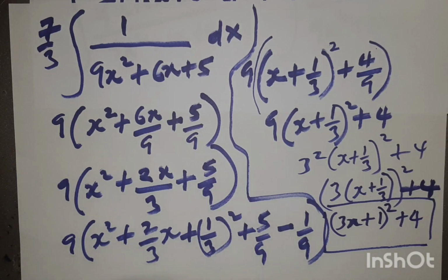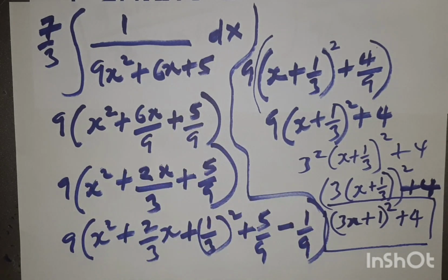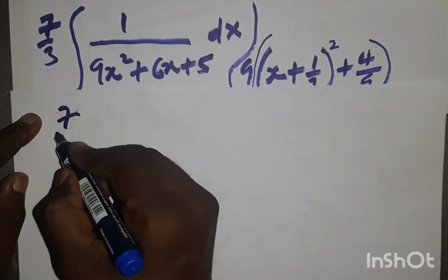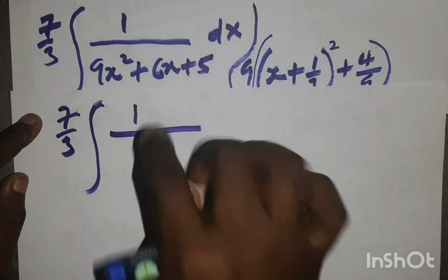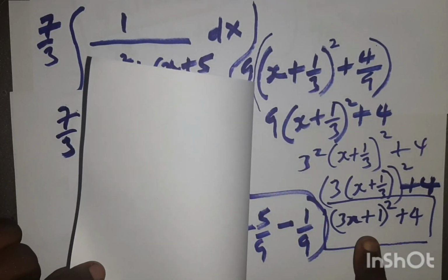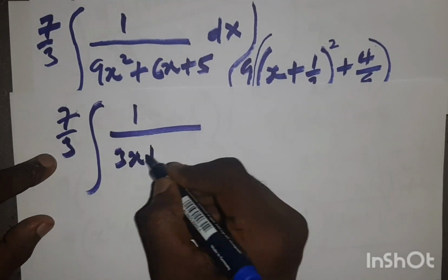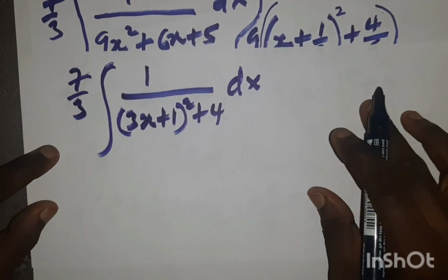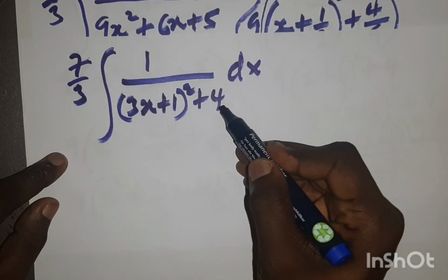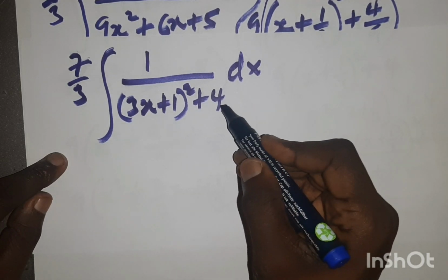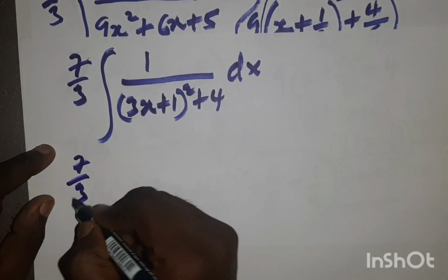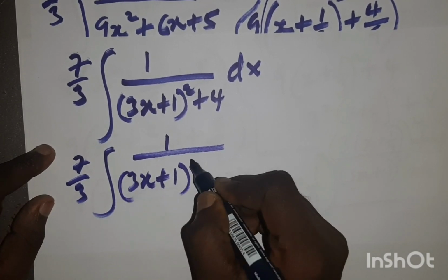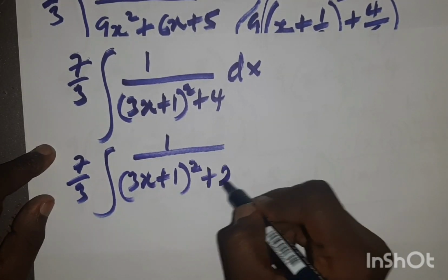So I'm going to rewrite this one in terms of this. I'll have it as 7/3 times the integral of 1 over (3x plus 1) all squared plus 4 dx. Then I can write 4 as 2 raised to power 2. So I now have 7/3 times the integral of 1 over (3x plus 1) squared plus 2 raised to power 2 dx.